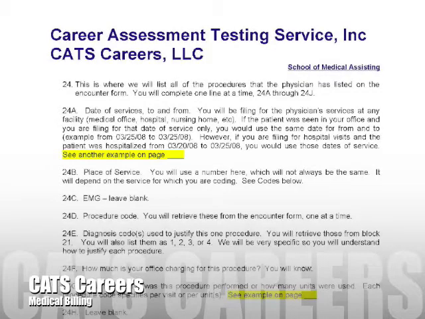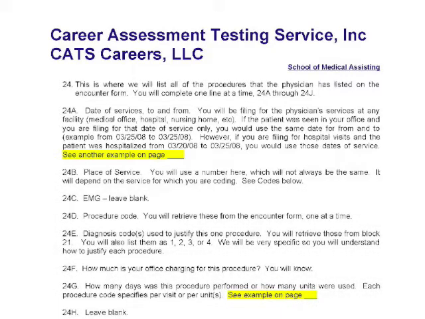Number 24, this is where you will list all the procedures that the physician has listed on the encounter form. You will complete one line at a time. You will go 24A all the way through 24J in the first line before you go to line 2. All right, 24A, date of service, to and from.